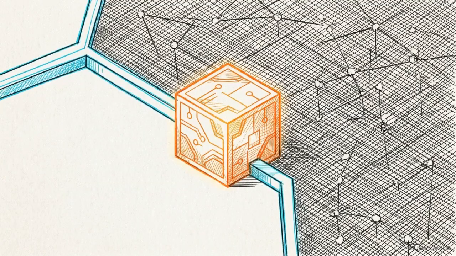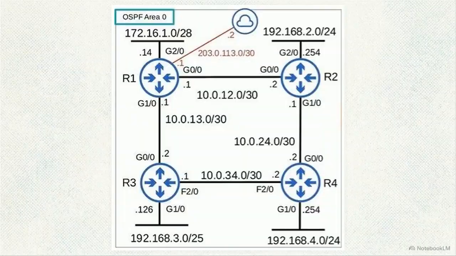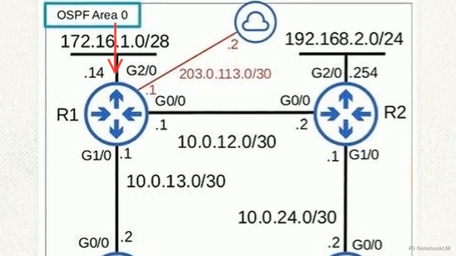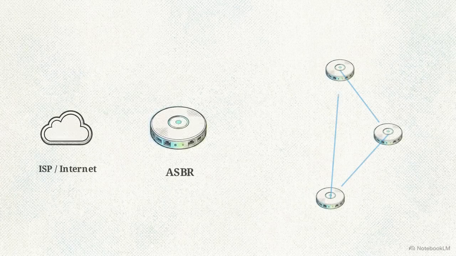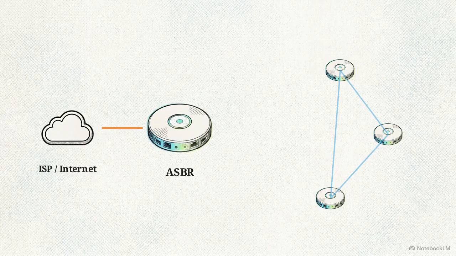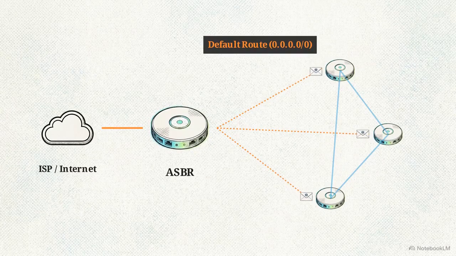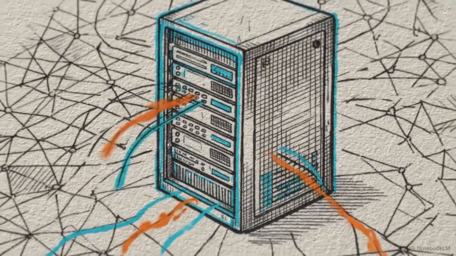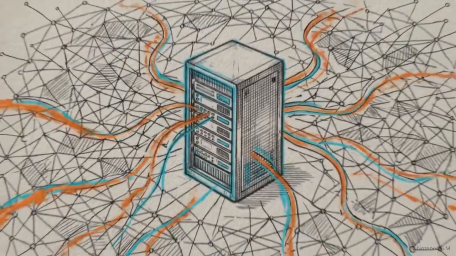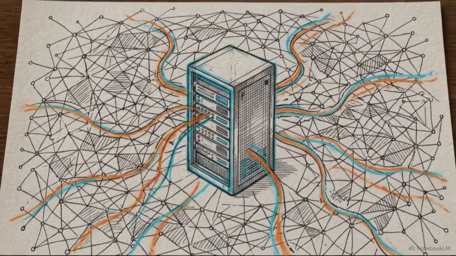OSPF routers must also manage traffic going to destinations outside their own domain, such as the Internet. This is the role of the Autonomous System Boundary Router, or ASBR. In this diagram, Router 1 connects the OSPF area to an external network. The ASBR's primary function is to inject external routing information into the OSPF domain, typically in the form of a default route to an ISP. Engineers configure this behavior using the Default Information Originate command on the boundary router. The ASBR connects the internal OSPF topology to external routing environments, allowing traffic to reach destinations across the wider web.